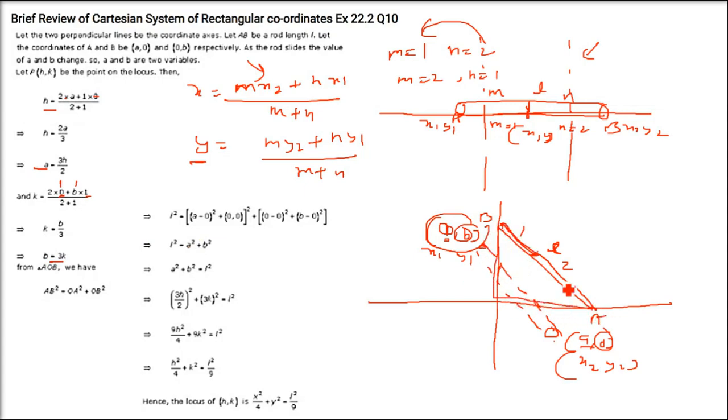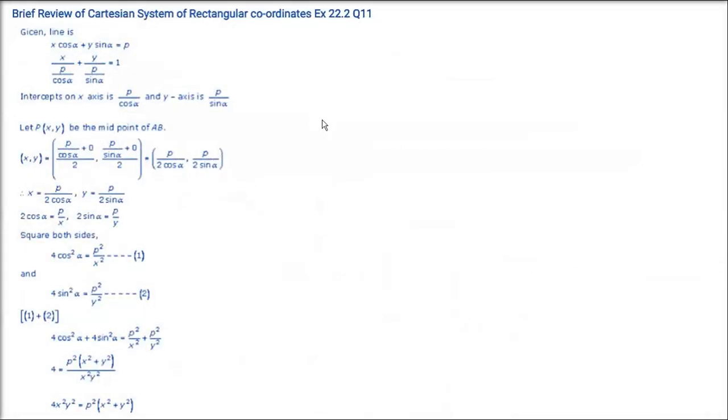Now come to this triangle. This is a proper right angled triangle, so we'll use the Pythagoras theorem. L squared equals a squared plus b squared. In place of a, you are going to put 3h by 2, and in place of b, you are going to put 3k. And then finally h and k are replaced by x and y. So x squared by 4 plus y squared equals L squared by 9 is going to come. This is how we are going to do this.